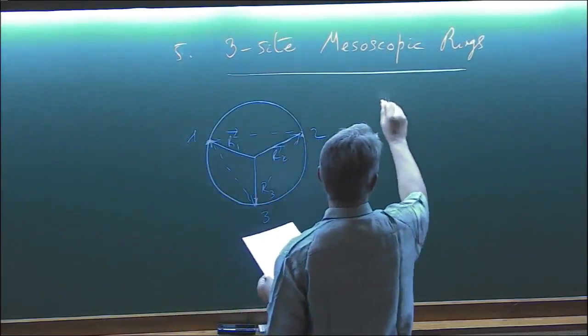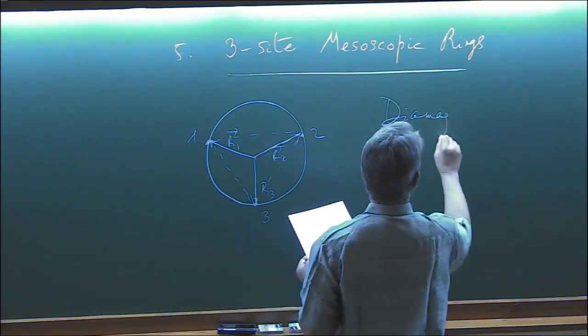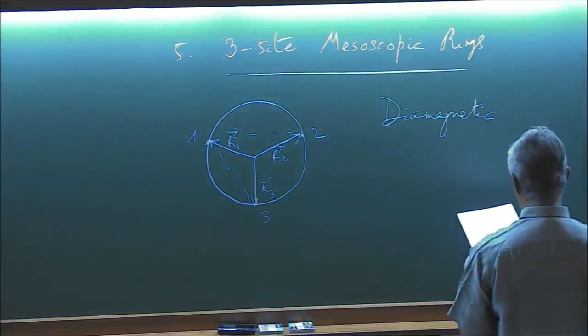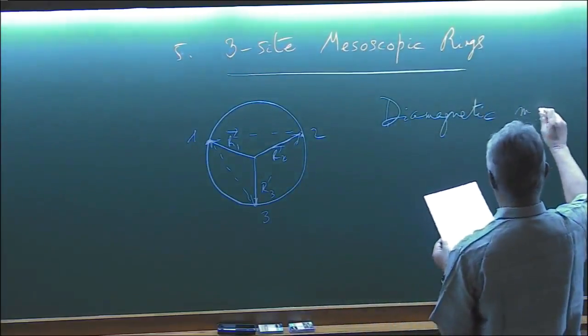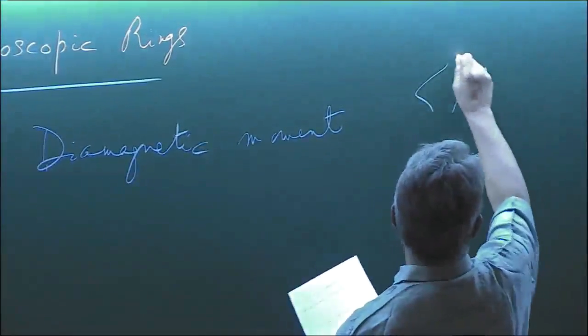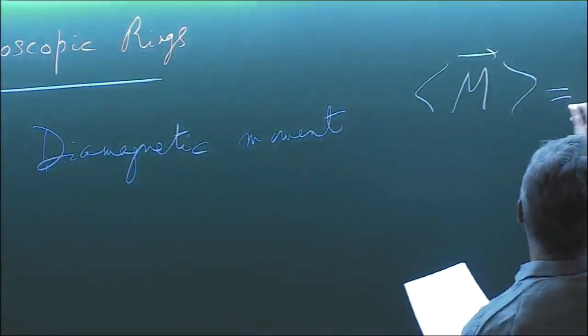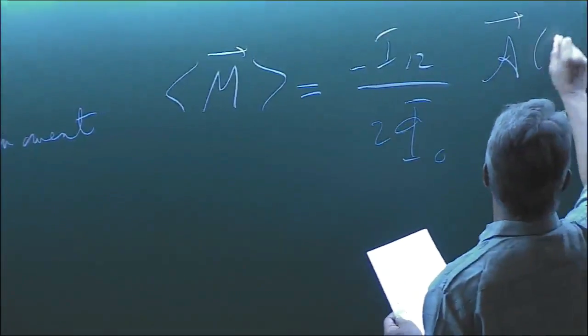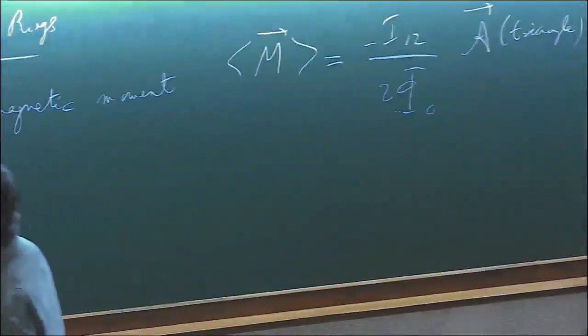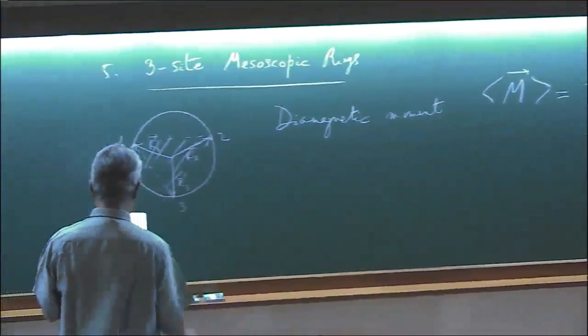And it turns out that the diamagnetic moment, which you can actually calculate from the expectation value of the negative derivative of the partition function with respect to the magnetic field, the average diamagnetic moment, is actually given by the bond current between the sites of the dots 1 and 2 divided by the quantum flux times the area of the triangle that I have just constructed out of these three sites. So that's the shaded area of this triangle.